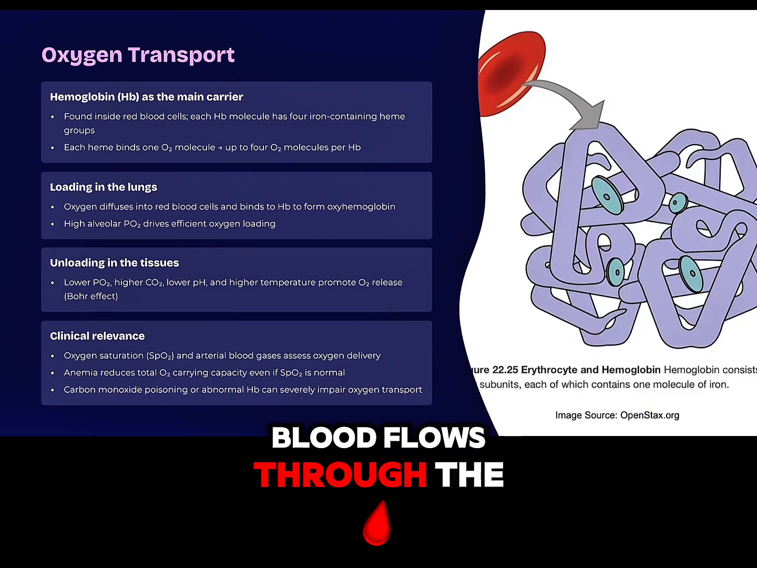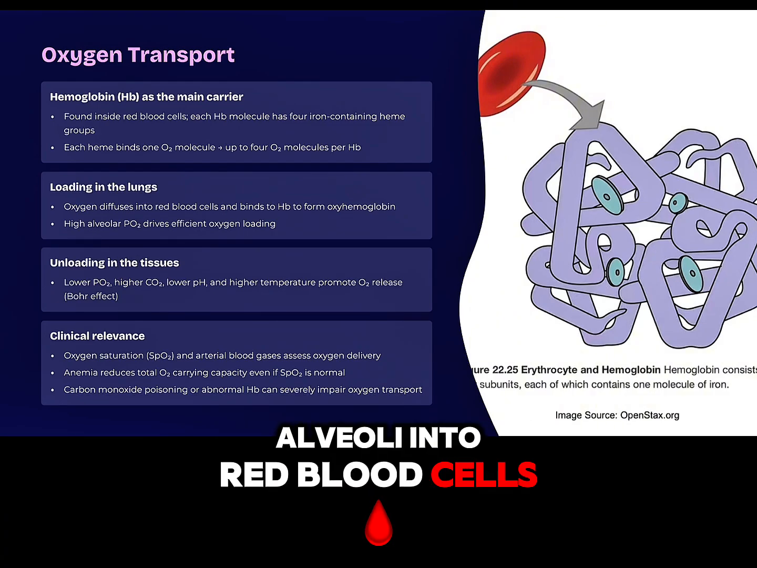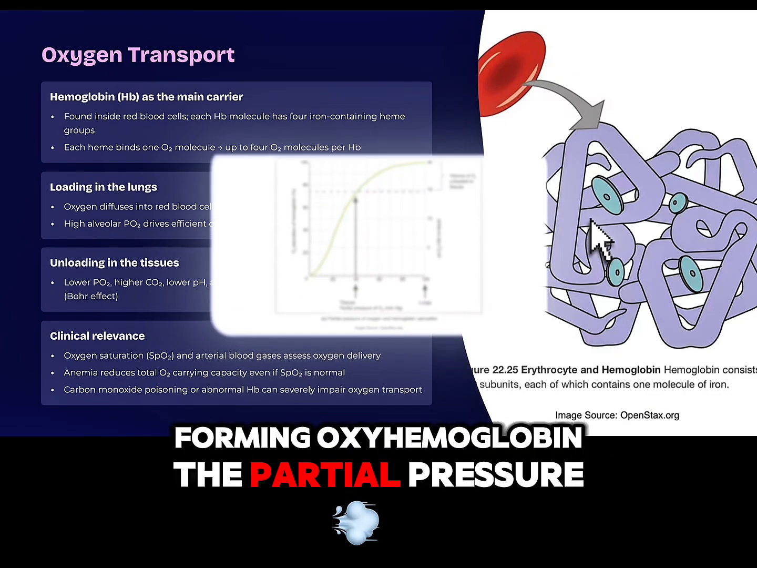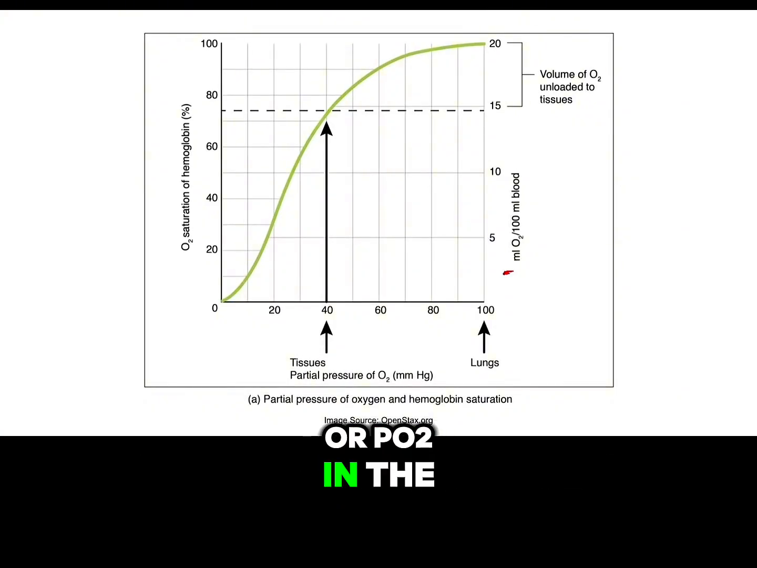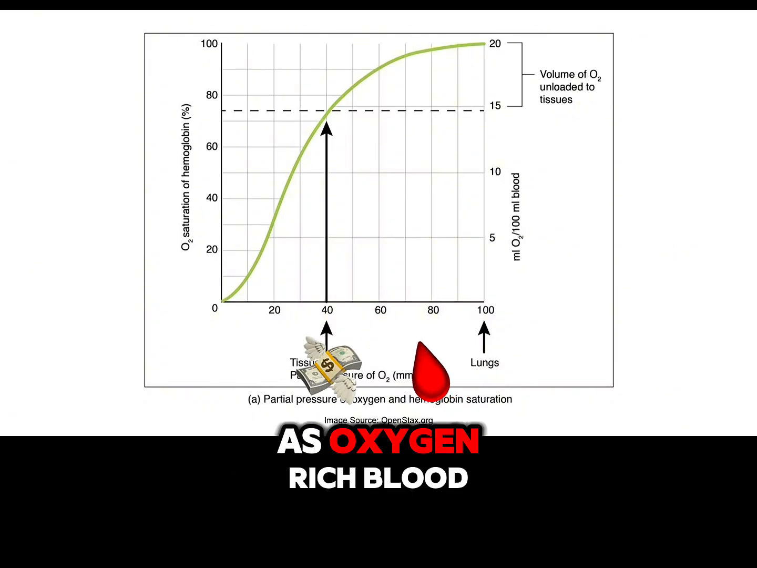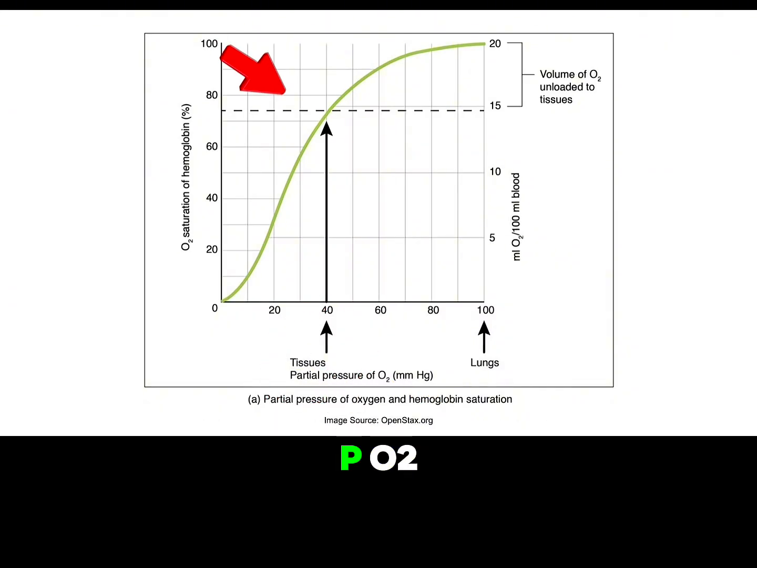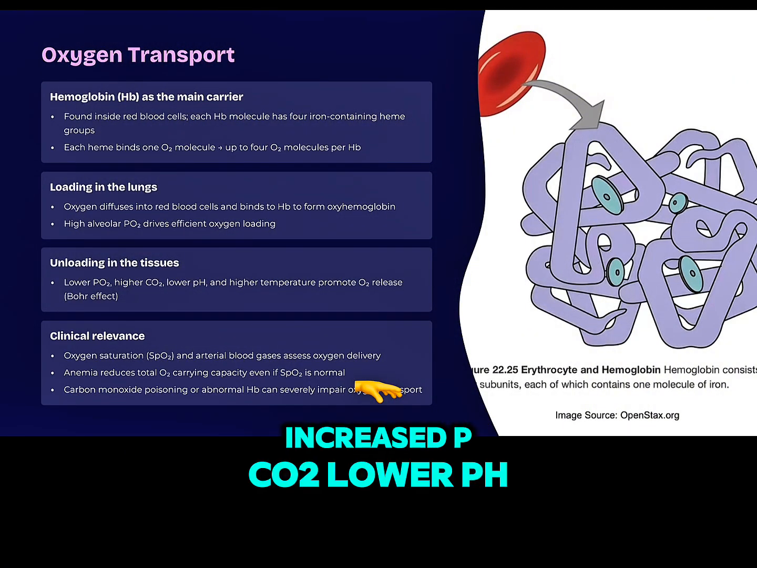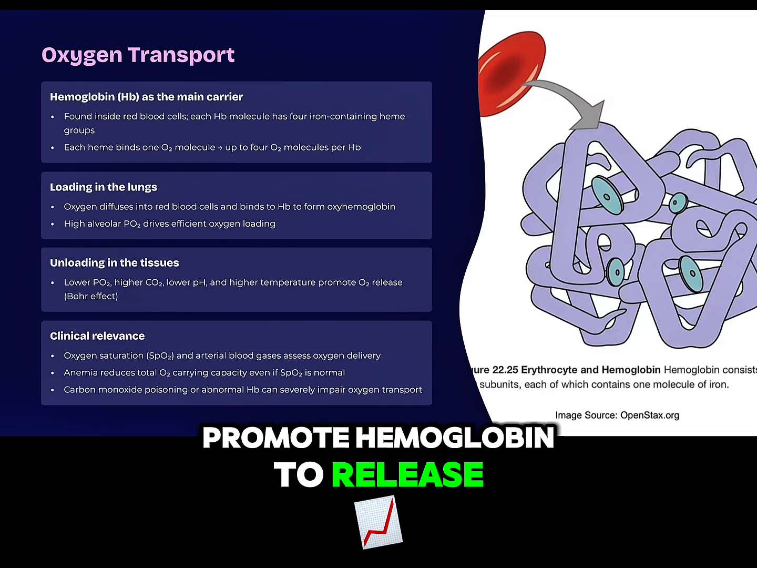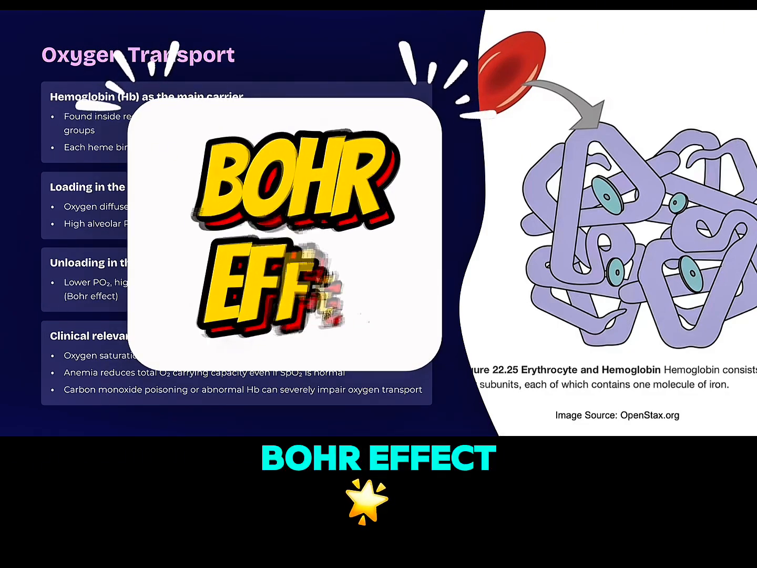When blood flows through the pulmonary capillaries, oxygen diffuses from the alveoli into red blood cells and quickly binds to hemoglobin, forming oxyhemoglobin. The partial pressure of oxygen, or PO2, in the lungs ensures efficient loading of hemoglobin. As oxygen-rich blood circulates to body tissues, local conditions such as lower PO2, increased PCO2, lower pH, and higher temperature promote hemoglobin to release oxygen where it is most needed, a phenomenon known as the Bohr effect.